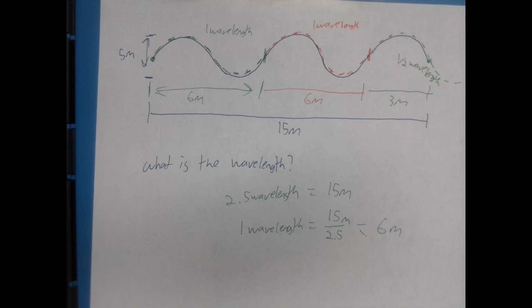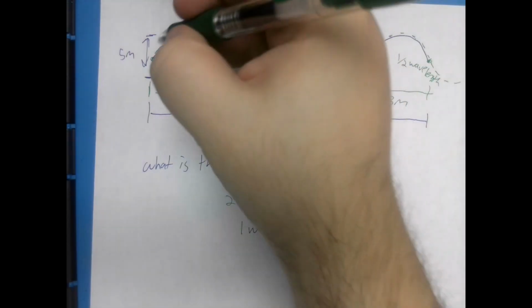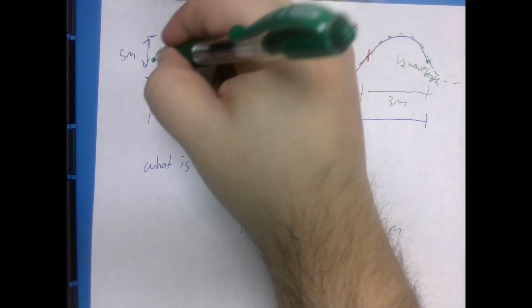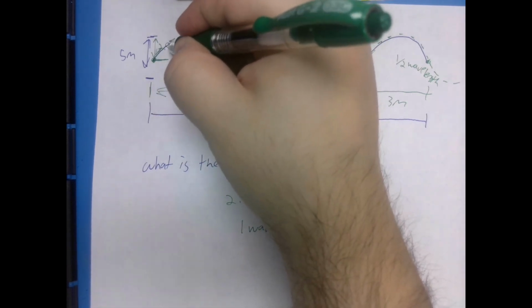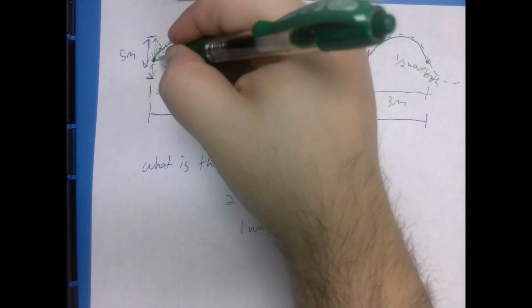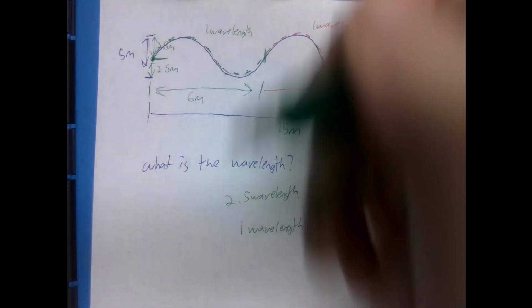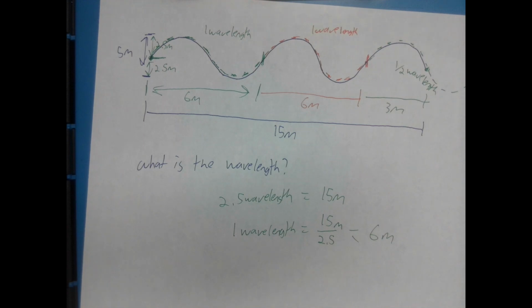What would be the amplitude? So again, amplitude goes from the midline up to a crest, so 2.5, or down to a trough, so 2.5. This number wasn't used to answer the wavelength.